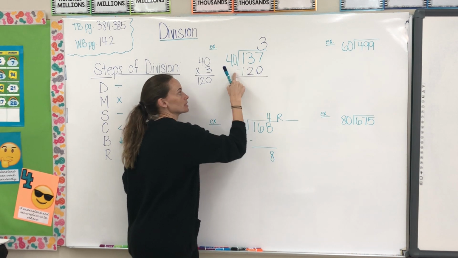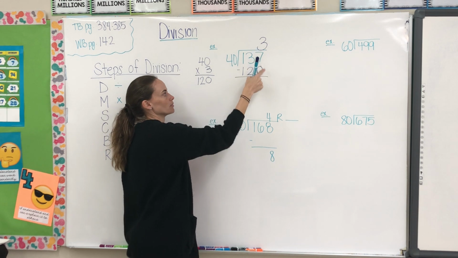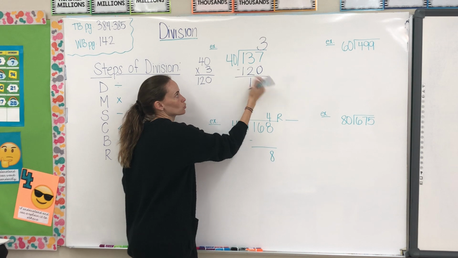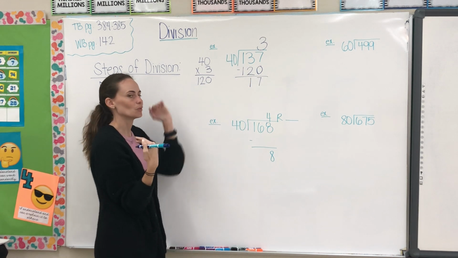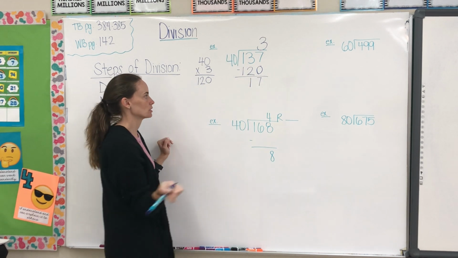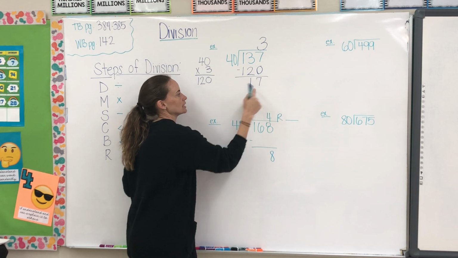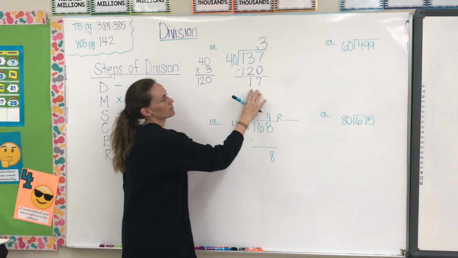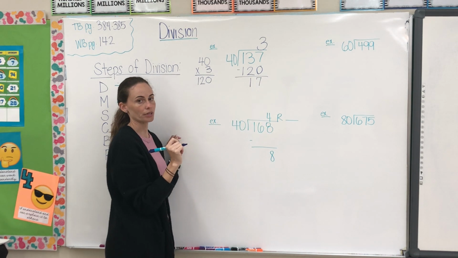Now our third step is that we subtract, right? 7 minus 0, 7. 3 minus 2 is 1, 0 minus 0, 1 minus 1 gives us 0. Okay, so we have our remainder, 17. Now, we have to compare. Is 17 less than 40?